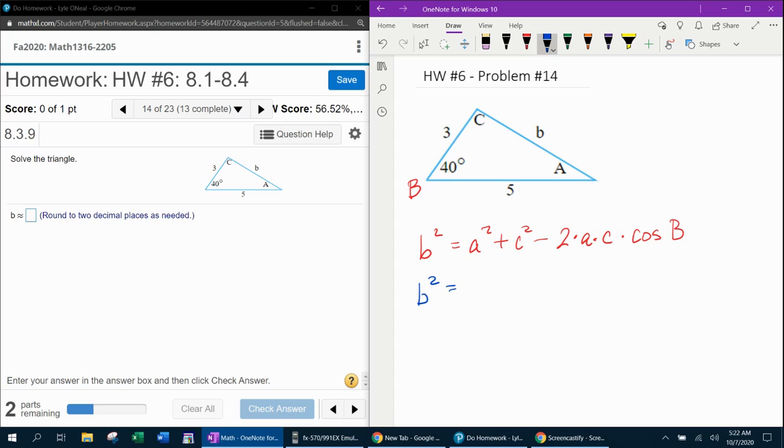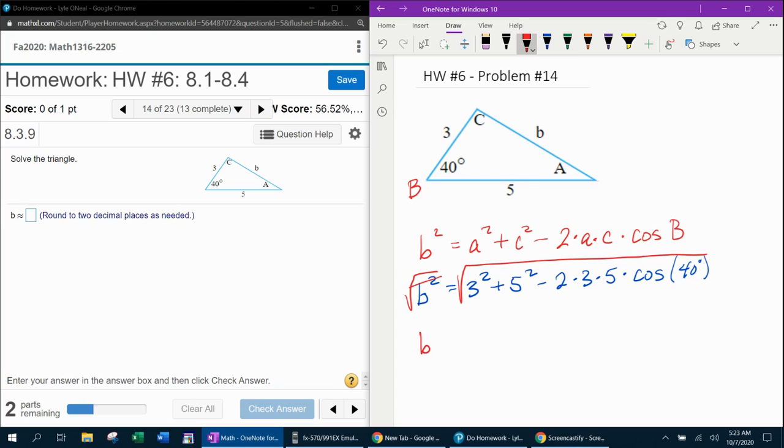Once you've identified the formula, all you have to do is plug and play. So A is 3, C is 5, because the letters that match go across from each other, minus 2 times A times C times the cosine of angle B. Notice that this says b squared, so I'm going to have to take the square root of both sides to get rid of that squared.